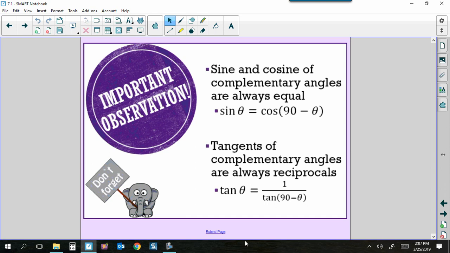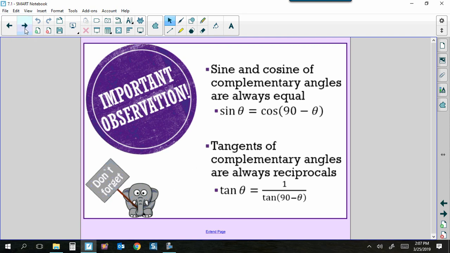So please make sure, pause this video, get this stuff written down, know this. This is tested, on a chapter, a final, and a state test level. You need to know these two relationships. Sine and cosine of complementary angles are equal, and tangents of complementary angles are reciprocals. So that's an important thing to know. And I also heard it's pretty much all over the SAT. There you go. All right.